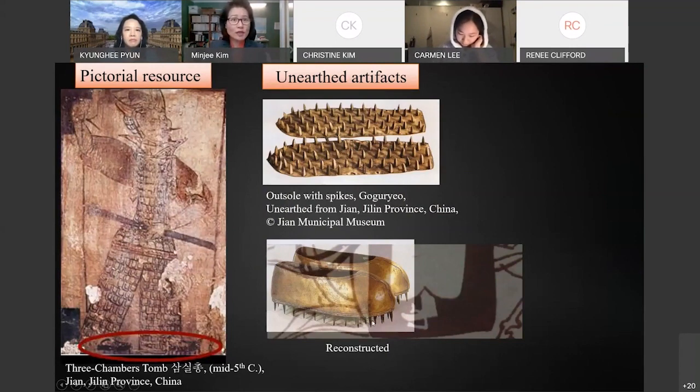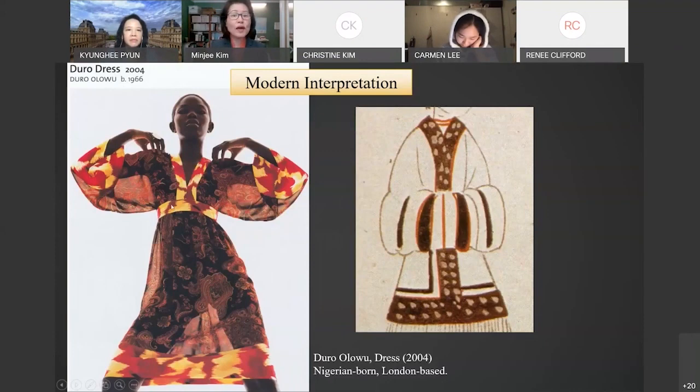Duro Olowu is a Nigerian-born British fashion designer. He is best known for his innovative combinations of patterns and textiles that draw inspiration from his much international background. And here, the ikat fabric was used for the hem binding, and that connects to the ancient nomadic clothing design. So this ancient clothing design can still inform contemporary fashion.